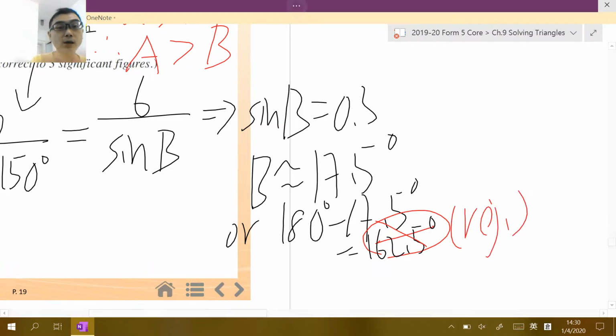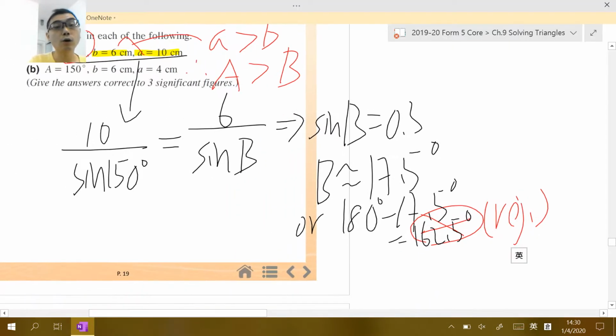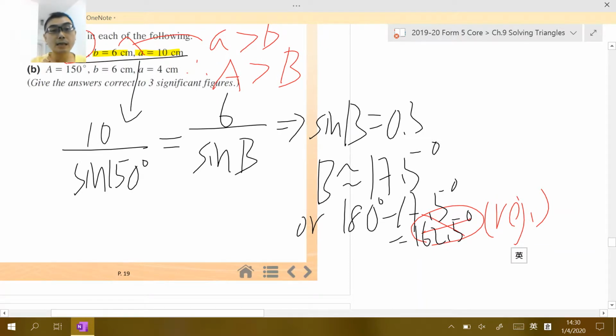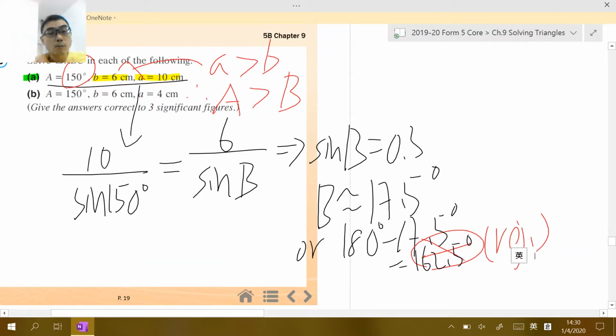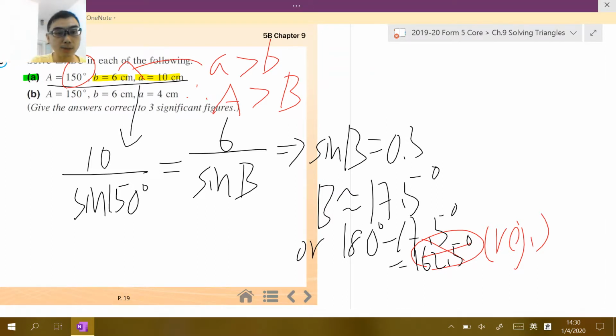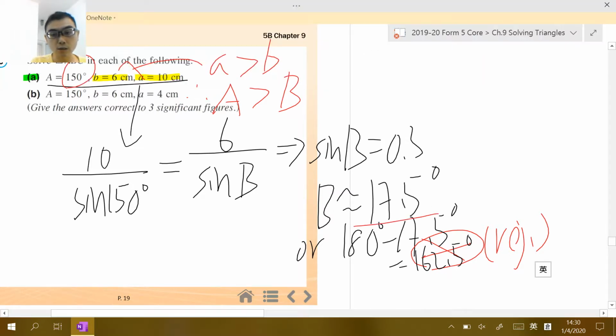The reason is because greater angle, longer side. Now you know that A is the longest, so angle B cannot be greater than A. So you have to reject this one and just keep the angle here, which is this.